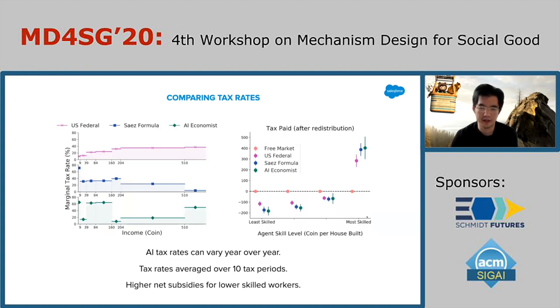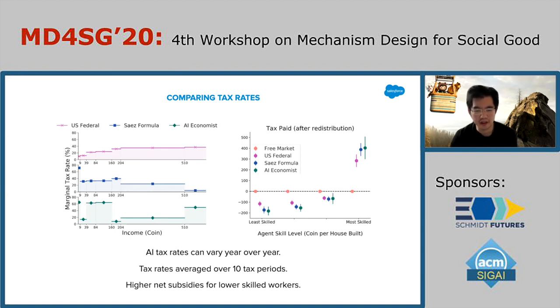So to illustrate that, here are visualizations of these tax schedules on the left. Again, the US federal is progressive. SAS in this case leads to a regressive schedule. And the AI Economist, in fact, shows a slightly different pattern, which is best interpreted as a blend of progressive and regressive tax rates. And this figure on the left basically shows you what tax rates are for different levels of income. And this is exactly how US taxes work right now in the US.